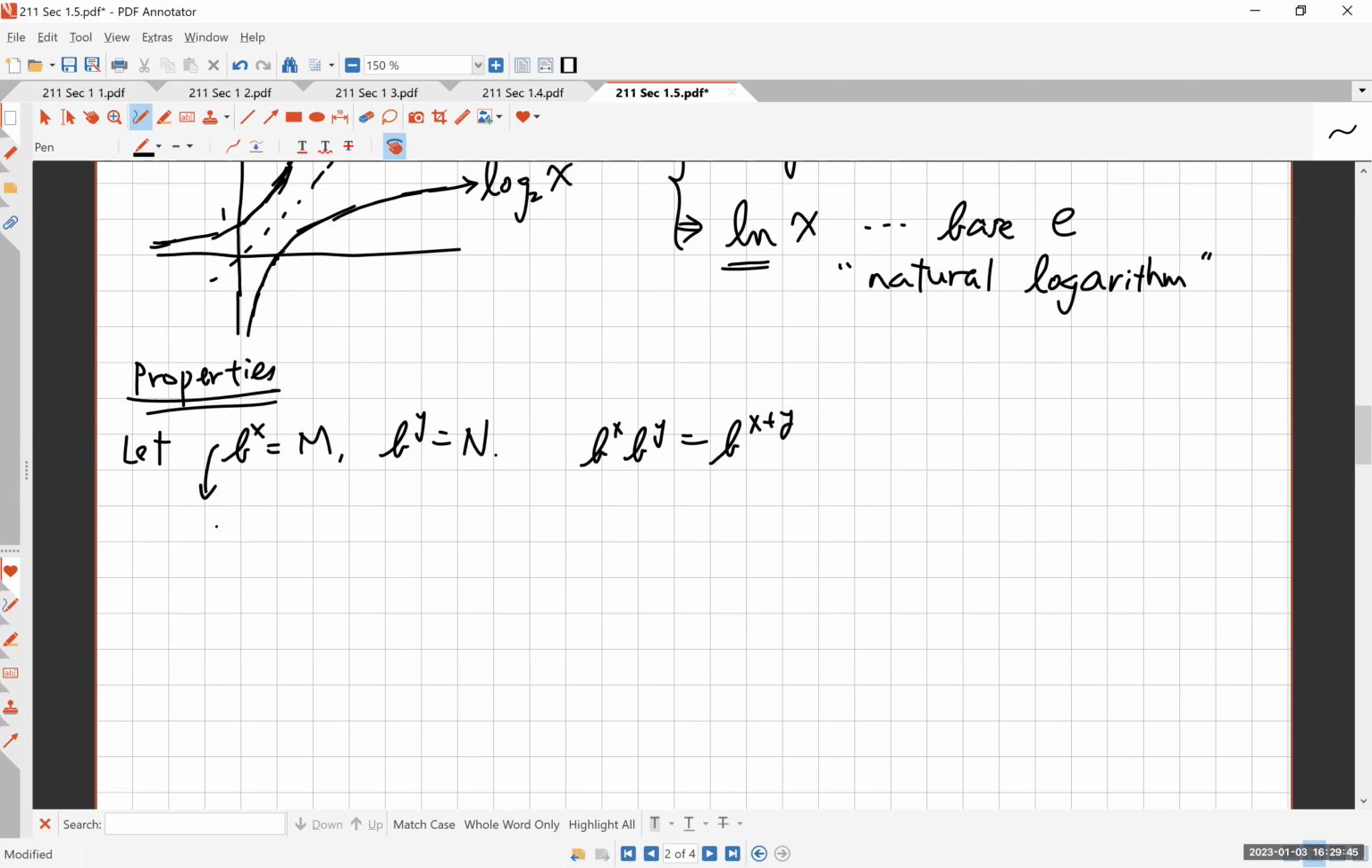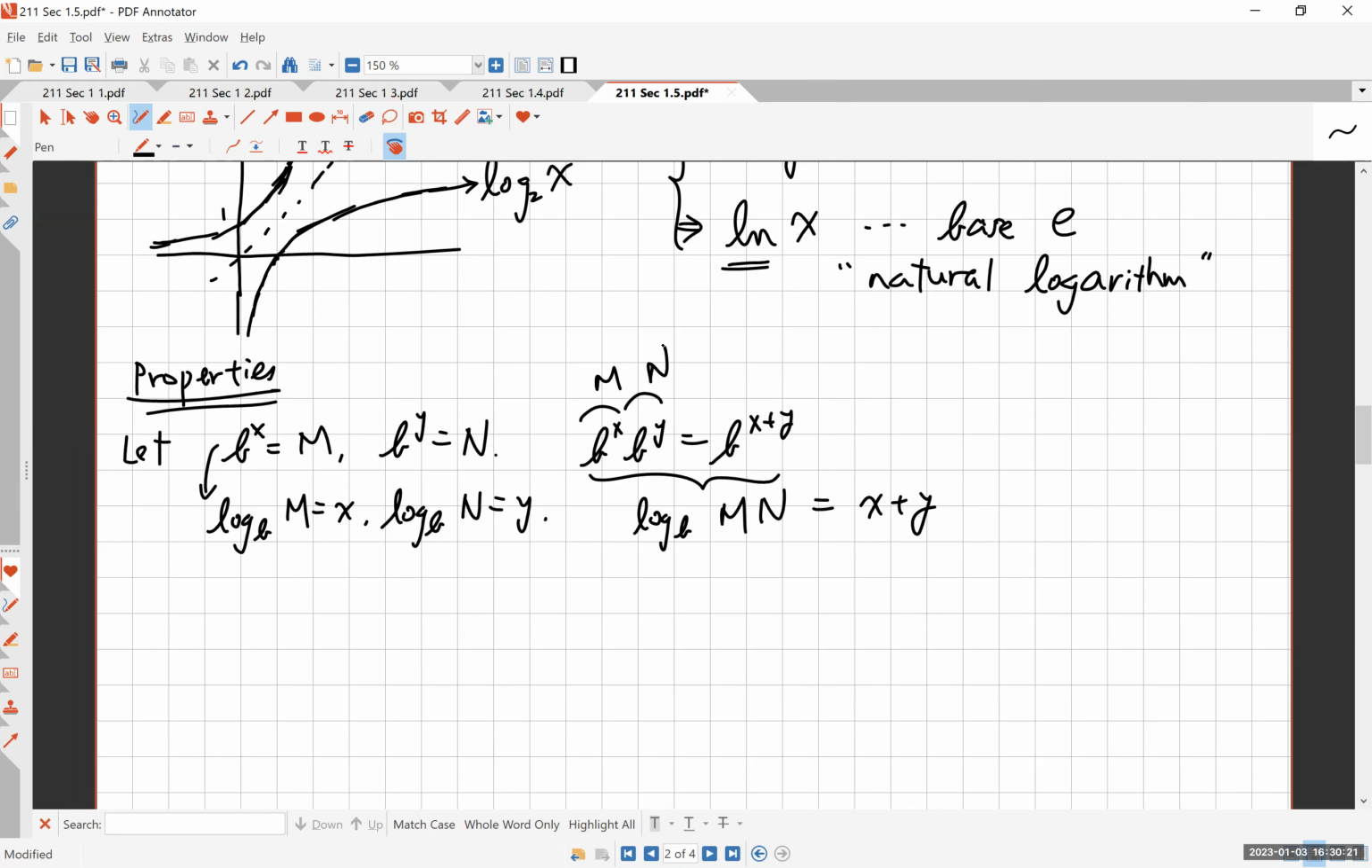Now, by the way, you can rewrite this as log base b of m is x, log base b of n is y. This one is saying, well, m times n. Log b of mn is equal to x plus y. You see what it is? This is m. This is n, right? So the log of mn with base b is, of course, the exponent, which is x plus y.